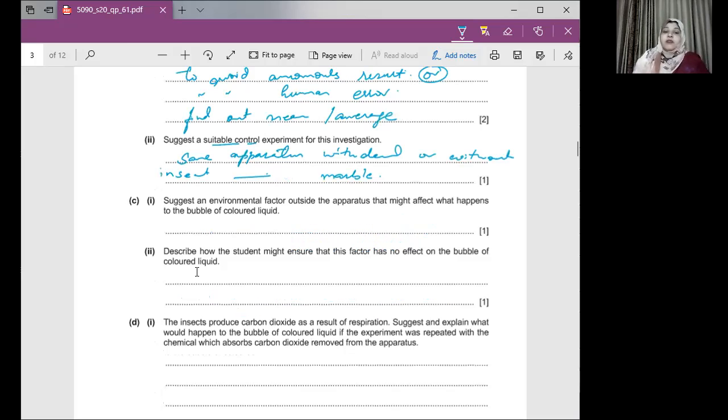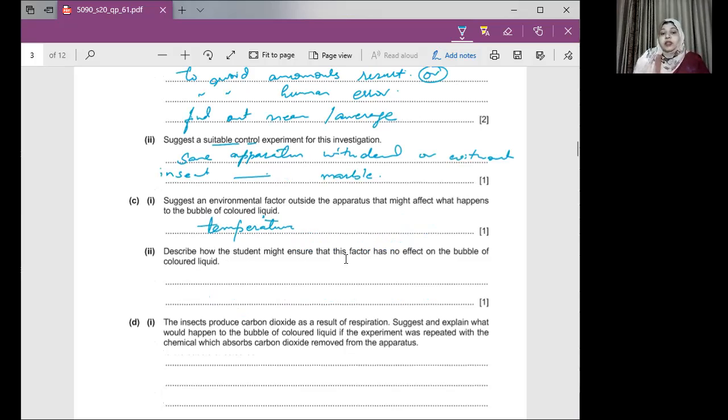Suggest an environmental factor outside the apparatus that might affect what happens to the bubble of a colored liquid. Definitely, if temperature increases, then it will affect the respiration of the insect, or maybe due to high temperature, the bubble will evaporate. So temperature is this one.